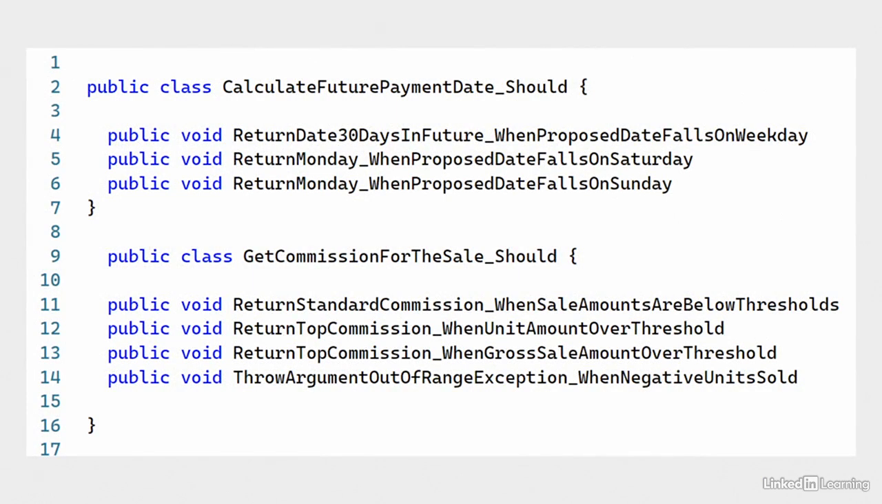Here's an example using real test names from the course examples. Let's read that first example, starting on line 2. Calculate future payment date should return date 30 days in the future when proposed date falls on weekday. Or what about line 9? Get commission for the sale should return standard commission when sale amounts are below thresholds. For me, this is a readable, understandable test name. The best advice is to pick a convention and stick with it in all your tests. If you choose one of the conventions shown in this video, you'll be in good company.